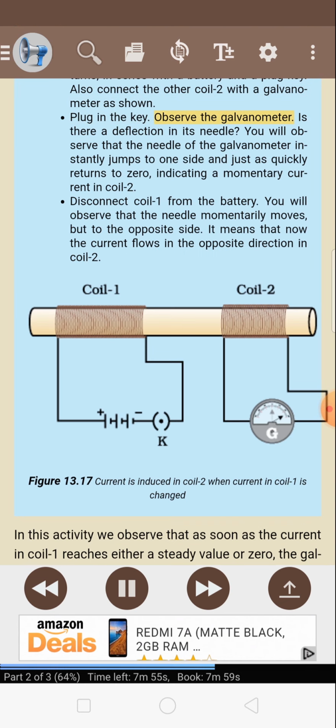Plug in the key. Observe the galvanometer. Is there a deflection in its needle? You will observe that the needle of the galvanometer instantly jumps to one side and just as quickly returns to zero, indicating a momentary current in coil 2. Disconnect coil 1 from the battery. You will observe that the needle momentarily moves, but to the opposite side. It means that now the current flows in the opposite direction in coil 2. Figure 13.17: current is induced in coil 2 when current in coil 1 is changed.